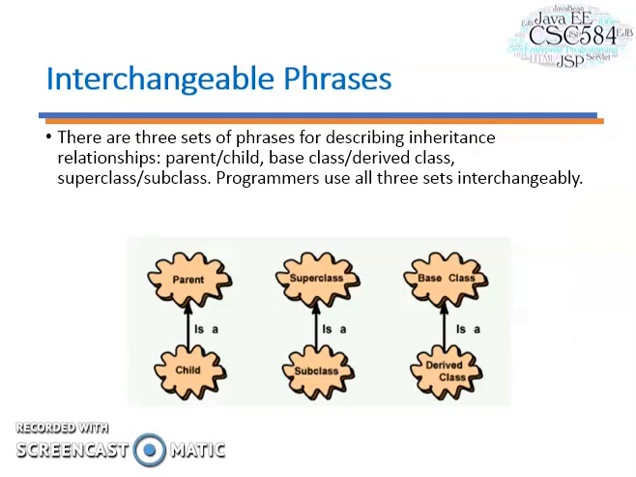There are three sets of phrases for describing inheritance relationships, that is parent and child, superclass and subclass, base class and derived class. Most programmers use all three sets interchangeably.